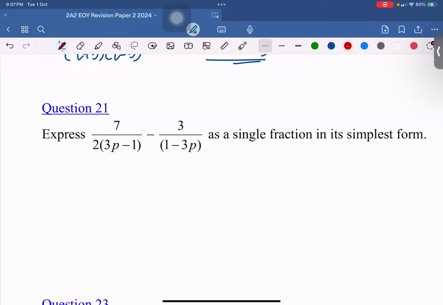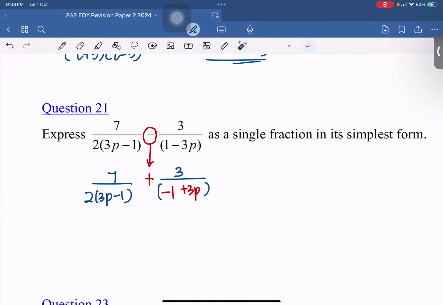I multiply by negative 1. The negative change to positive. Okay, I multiply by that, a negative. So my denominator become positive 3P, negative 1, or 3P minus 1. Then this side is 7 over 3P minus 1.